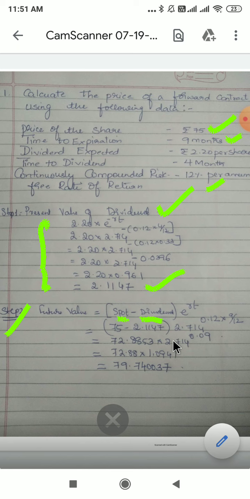So we know 2.714 to the power of 0.09 is equal to 1.0941. Now we know 72.88 into 1.0941. How did you get 72.88? 75 minus 2.1147, that is your spot minus your dividend. Then if you multiply that, you will get 79.740037.